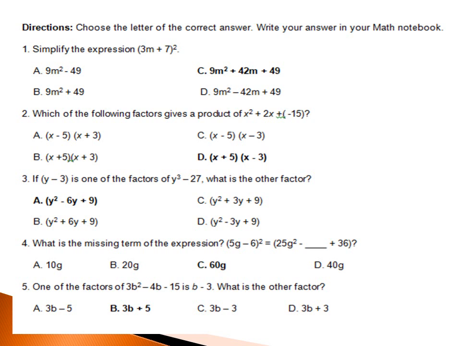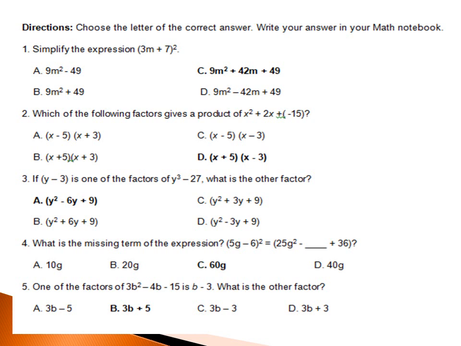Letter C. Number 2, which of the following factors gives a product of x squared plus 2x minus 15? So, we have letter D, x plus 5 times x minus 3. Number 3, if we have y minus 3 is one of the factors of y cubed minus 27, what is the other factor? So we have letter A. For number 4, what is the missing term of the expression? 5g minus 6 squared is equal to 25g squared minus blank plus 36. So the answer is letter C.